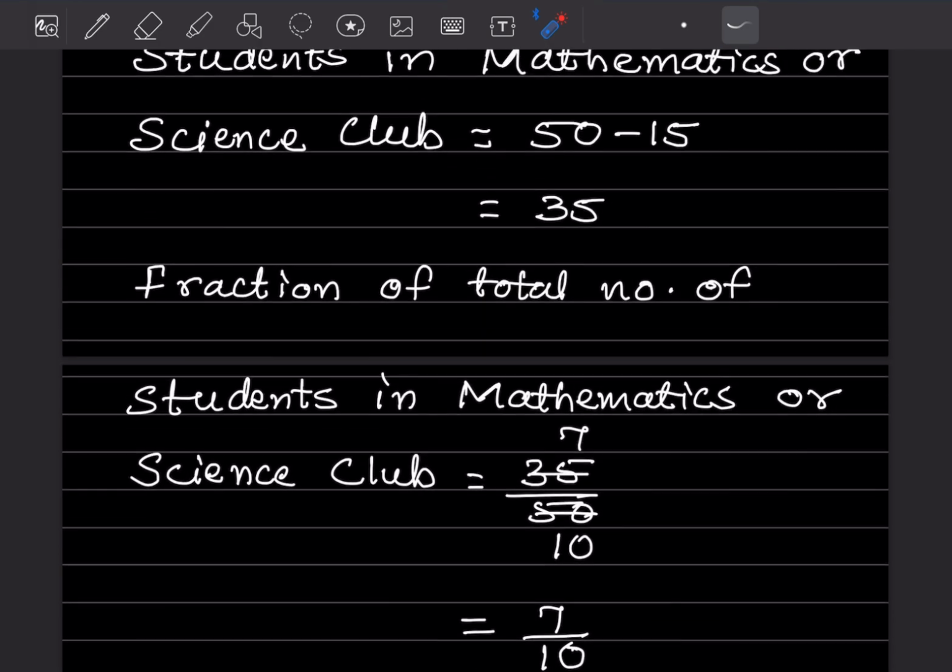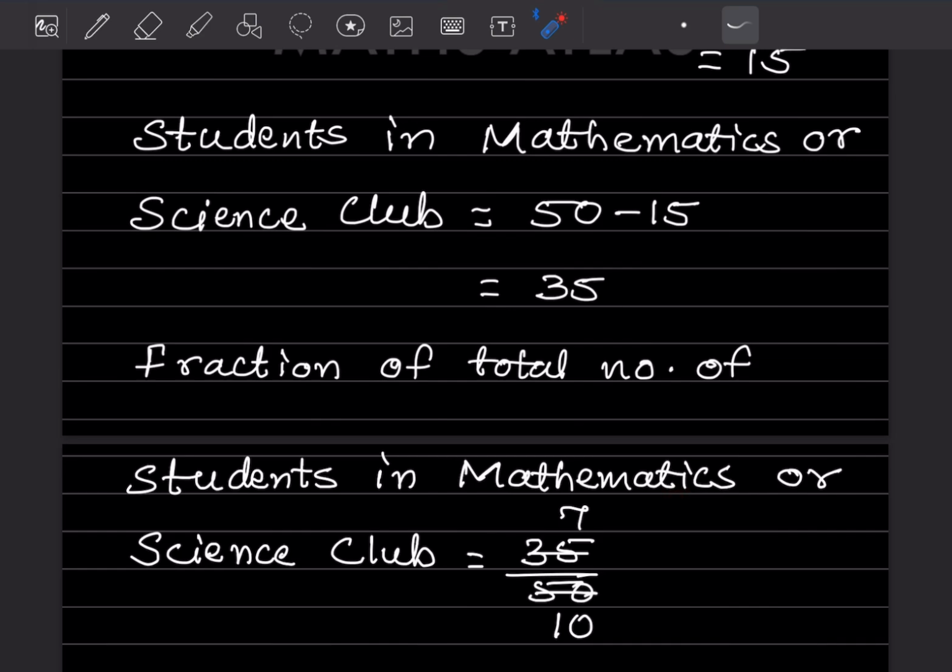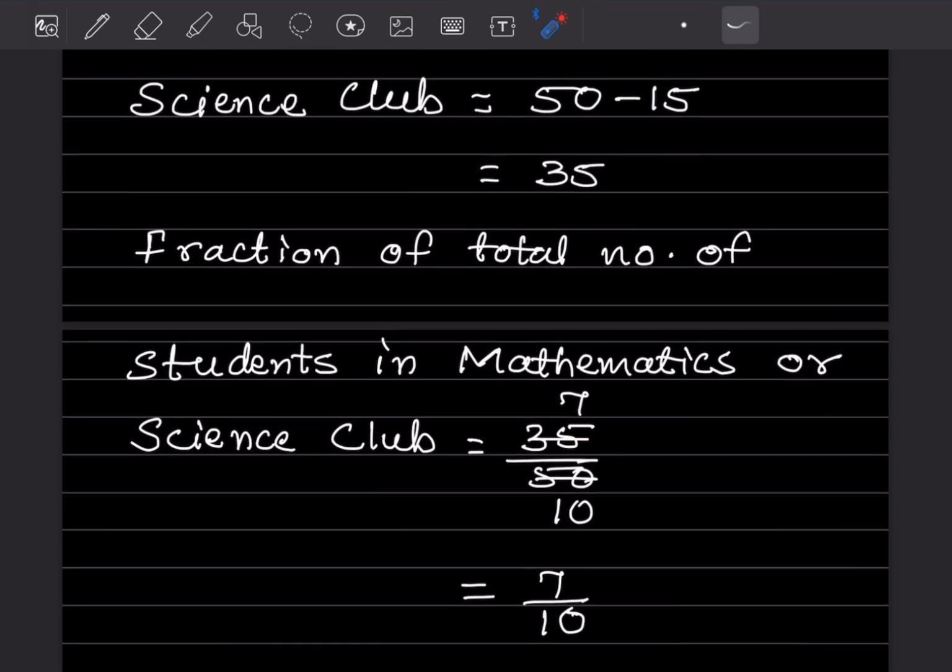So the fraction of total number of students in mathematics or science club will be 35 out of 50. If we simplify 35 out of 50 by dividing both by 5, that is going to be 7 by 10. So the answer is 7 by 10.